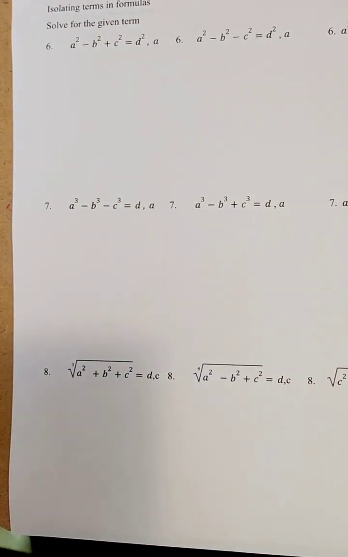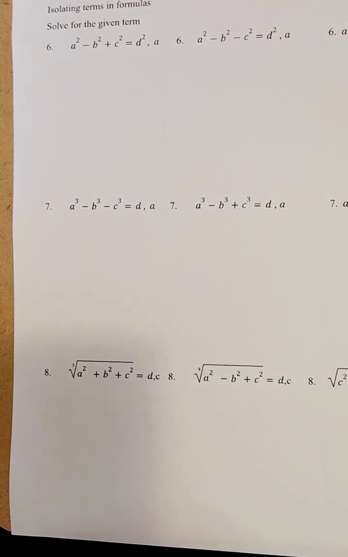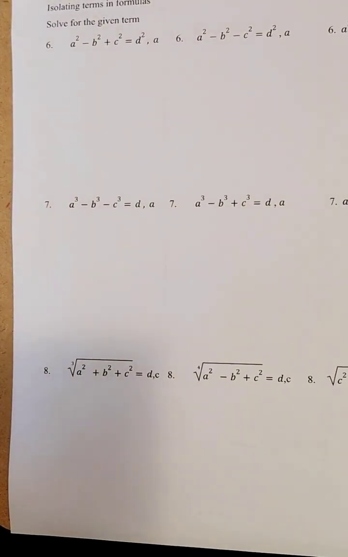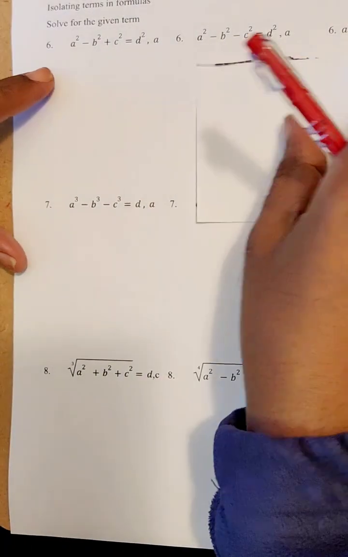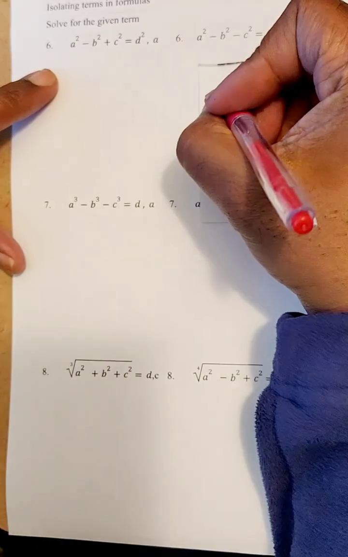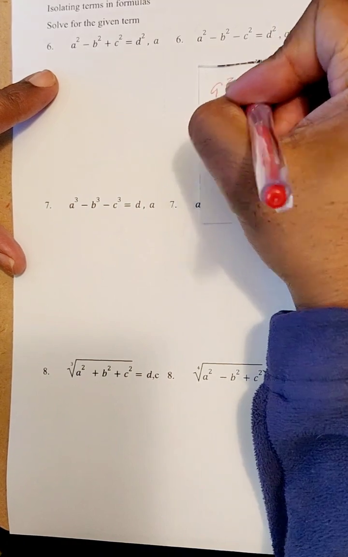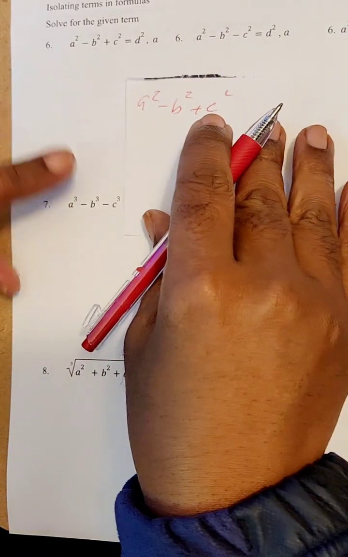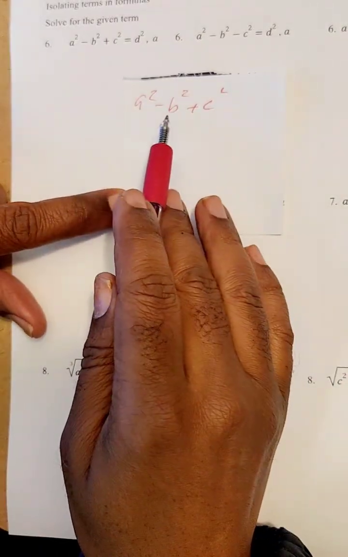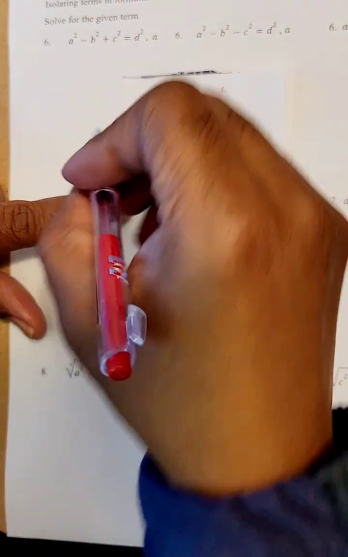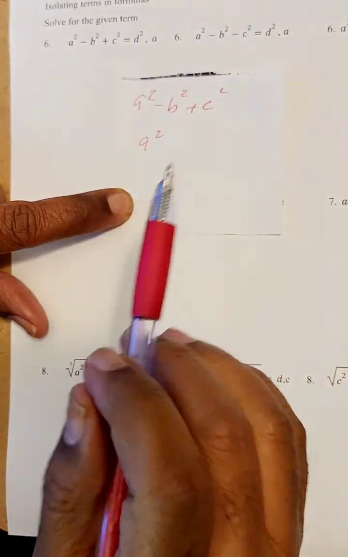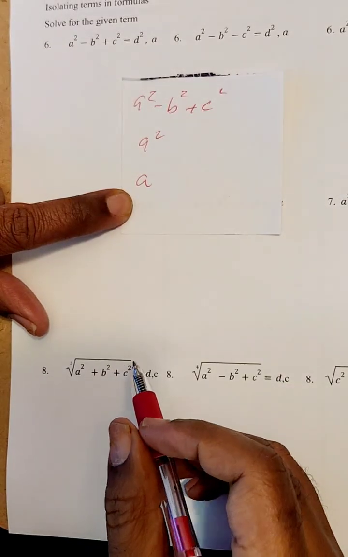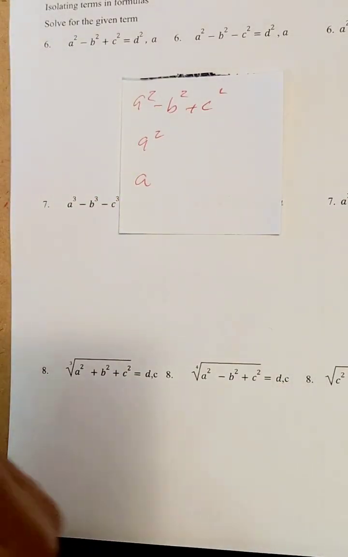35.3, we'll be isolating terms in formulas. Okay, on our first one here, we want to isolate for a here. So we have a squared, minus b squared, and plus c squared. First we're going to get rid of these two adding and subtracting terms, and we'll be left with the a squared term. Next, we'll get rid of the square, and then the a will be isolated. So let's start that process.